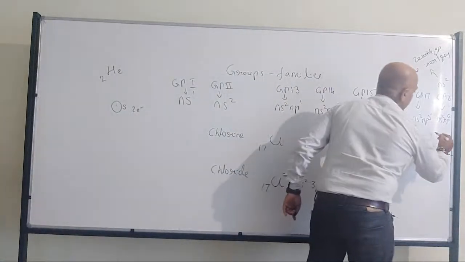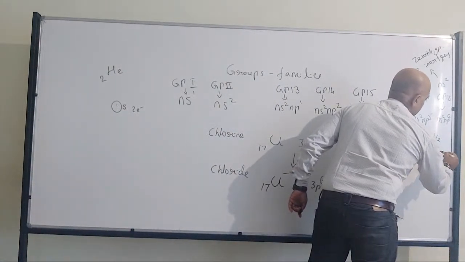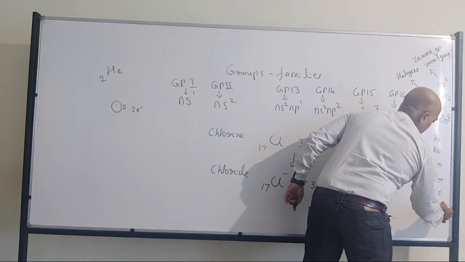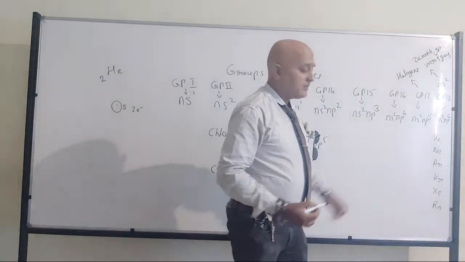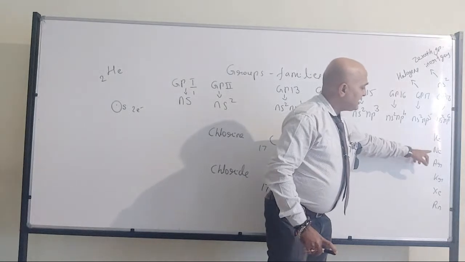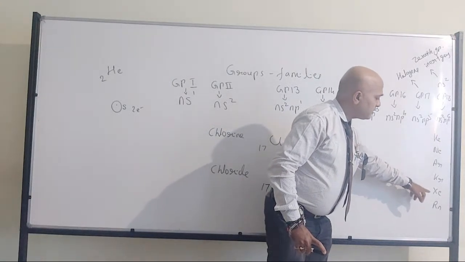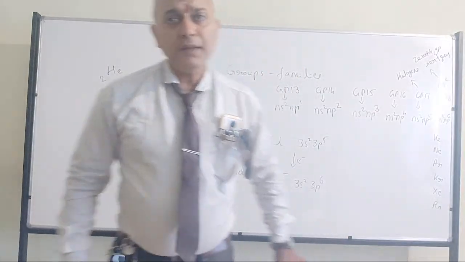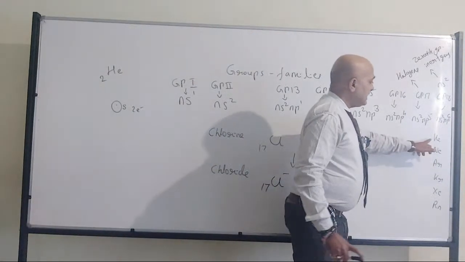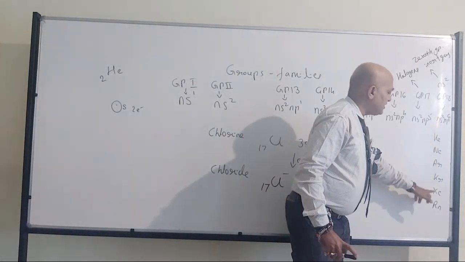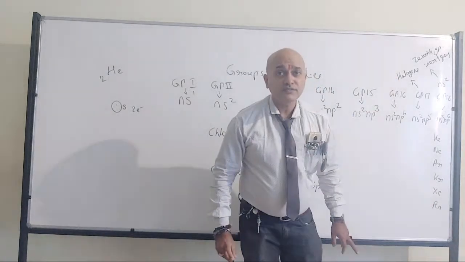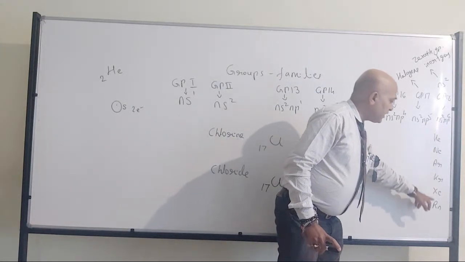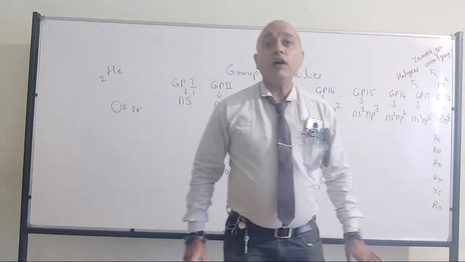Observe here carefully. If I have helium, then neon, then argon, then krypton, then xenon, then radon, right? So period 1, period 2, period 3, period 4, period 5, period 6. Period 7, don't worry, it's not well studied. All of us know helium belongs to period 1, so 1, 2, 3, 4, 5, 6. The sixth period element is radon.